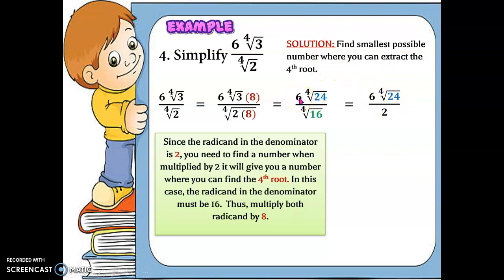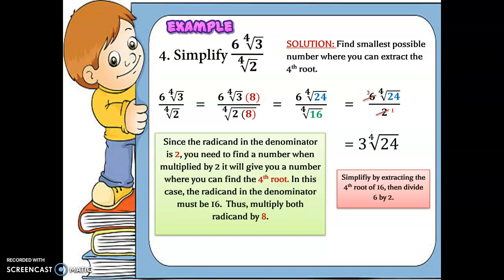And then, so, yung whole number na 6. So, now, pwede na po nating i-reduce 6 and 2. So, by 2, so it will be 3. So, the final answer is 3, the fourth root of 24. Okay? So, ganun lang po.